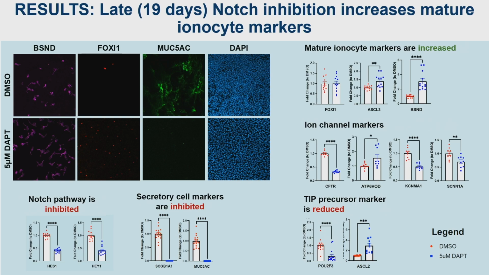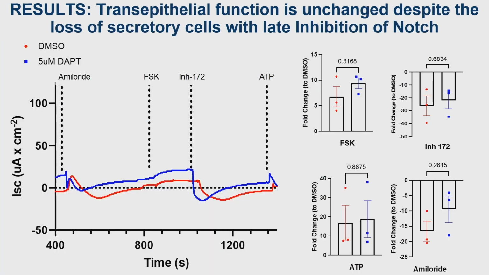And another finding that we saw at this stage: if ionocytes are maintained and secretory cells are knocked out, then what happens to the CFTR-dependent ion channel function? When we did that experiment, what we saw was that it was basically unchanged at this later time point. Although we're losing all our secretory cells, our club cells and goblet cells, there's still CFTR-dependent activity that is similar to the untreated group, the vehicle group, the control group. So that was another interesting finding.